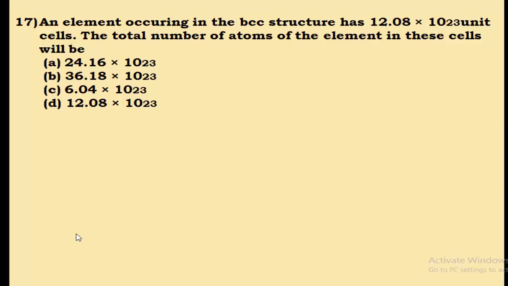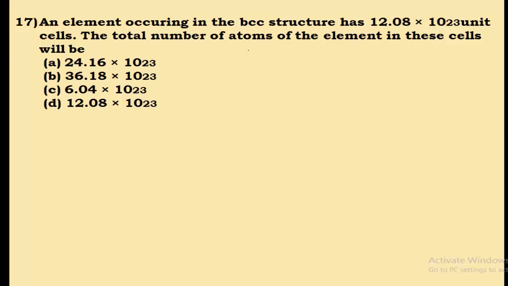In the previous video, we saw some theory and solved some problems on solid state, up to 16 questions. Now we will move to the next question, that is the 17th question. An element occurring in the BCC structure has 12.08 × 10^23 unit cells. The total number of atoms of the element in these cells will be?